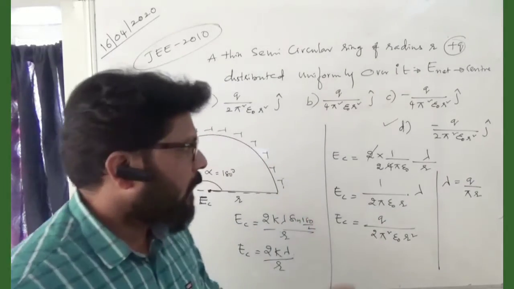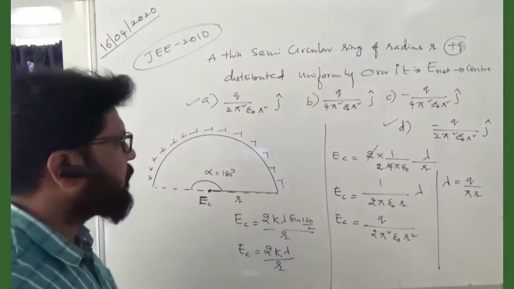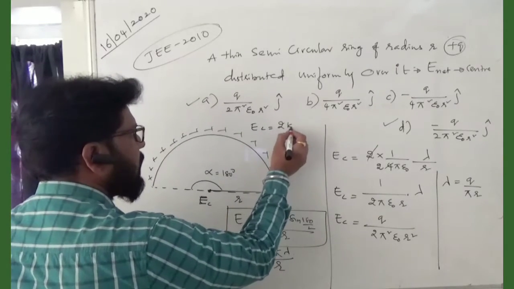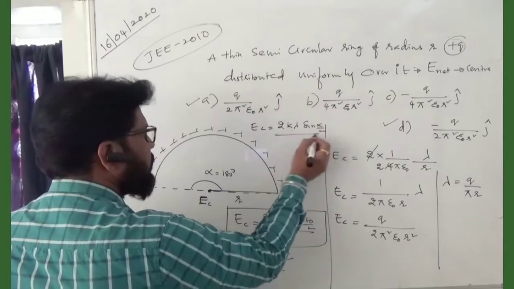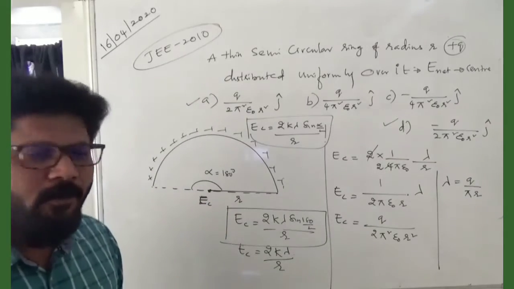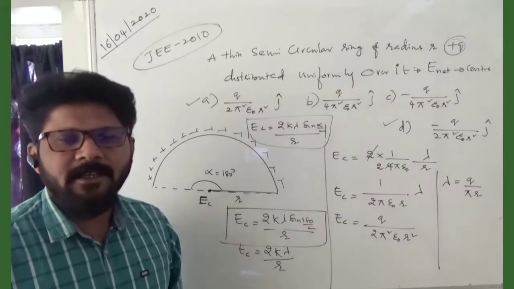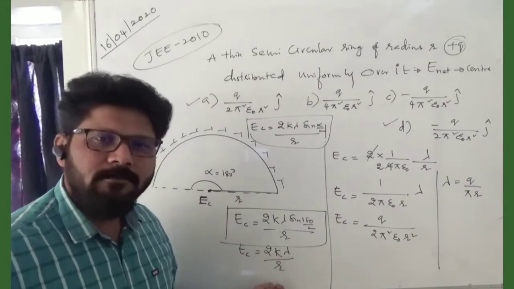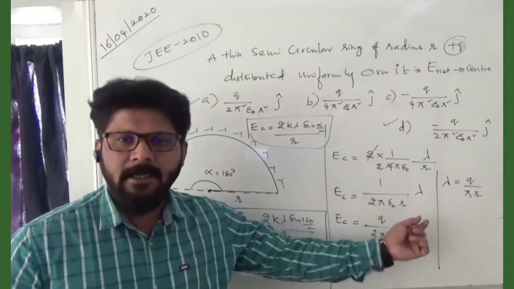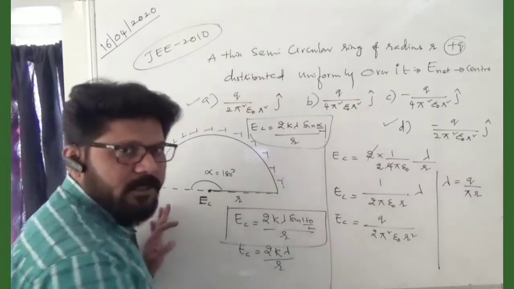Let us see. Have you understood till here how I did it? Everybody? The same formula we derived, I took that: E at the center is 2k lambda sine of alpha by 2 divided by r. Yes or no? Alpha is 180, substituted there. After that, what did I do? I substituted k as 1 by 4 pi epsilon naught. Lambda is Q by L, the linear charge density, and L is half of the circumference. Substituted there, and it's done.